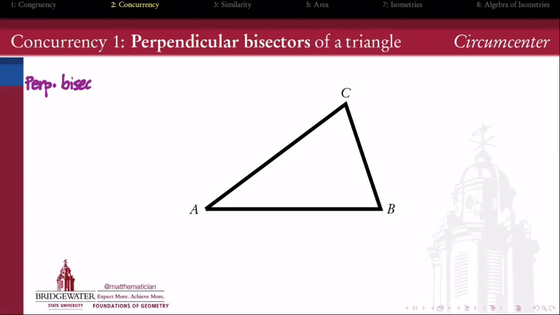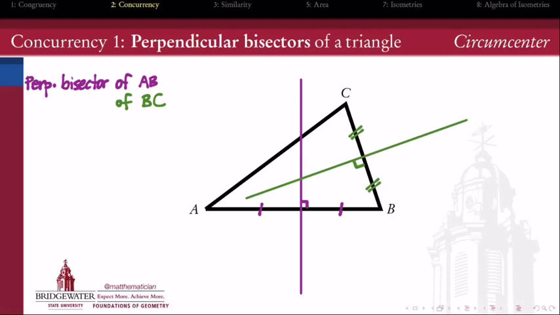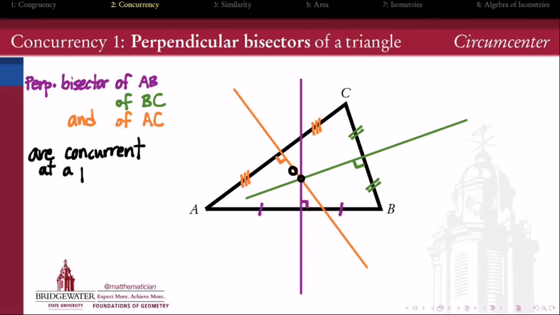But if we can prove concurrency, then we get something really cool. Concurrency will mean that the three perpendicular bisectors associated with a triangle, so the perpendicular bisector of AB, the perpendicular bisector of BC, and the perpendicular bisector of AC, that those three lines will meet in a common intersection point. That's the kind of concurrency that we mean here. And that common intersection point is a concurrency we're going to call the point O.